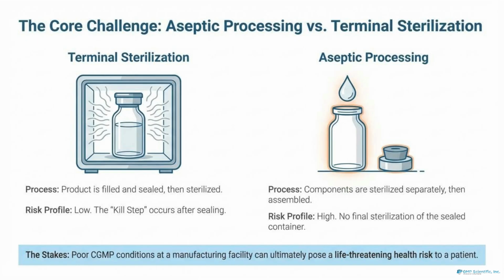The FDA distinguishes between terminal sterilization and aseptic processing. Terminal sterilization is preferred because the kill step occurs after the product is sealed. In contrast, aseptic processing is a high-risk process. Components are sterilized separately and assembled in a controlled environment with no final sterilization, meaning any CGMP failure can pose a life-threatening risk to patients.